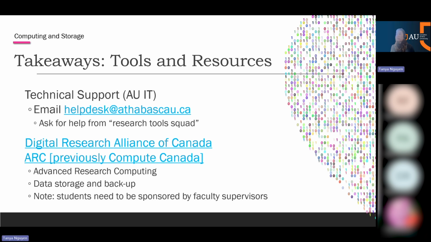Okay, so some tools and resources, as I mentioned before: you can email AUIT at helpdesk@athabascau.ca and ask for Research Tool Squad. And I mentioned before the Digital Research Alliance of Canada has advanced research computing services. But to get access to this, you would need to be sponsored by your supervisor. Once your supervisor sponsors you, you can get an Alliance account.